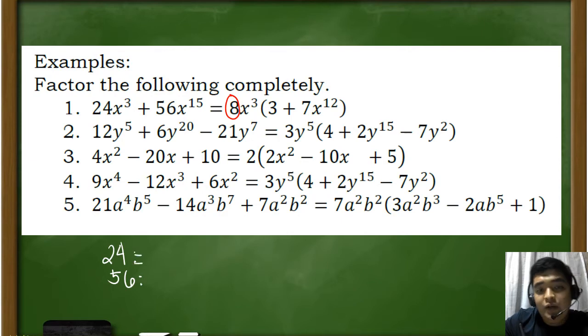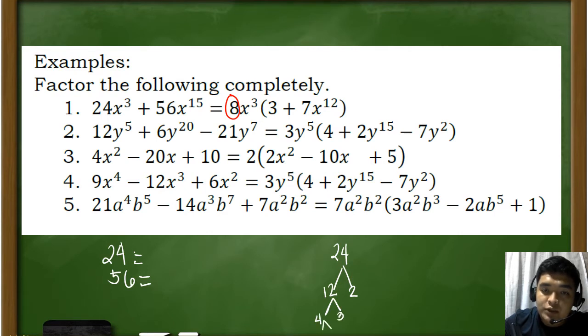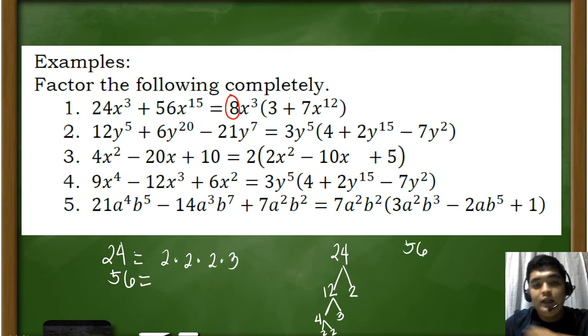Or we can use prime factorization to get 8. For example, in prime factorization, we have 24. What are the factors of 24? That is 12 times 2. Then 12 is 4 times 3. Then 4, in prime factorization, is 2 times 2. So these are the prime factors of 24: 2 times 2 times 2 times 3. Then for 56, what are the factors of 56?